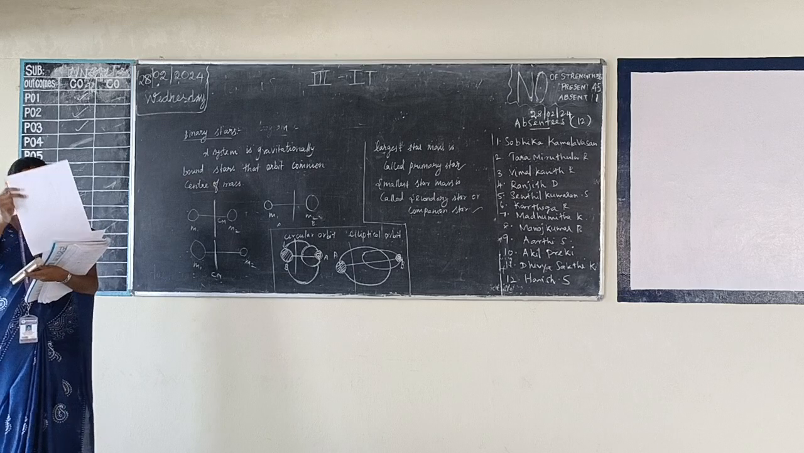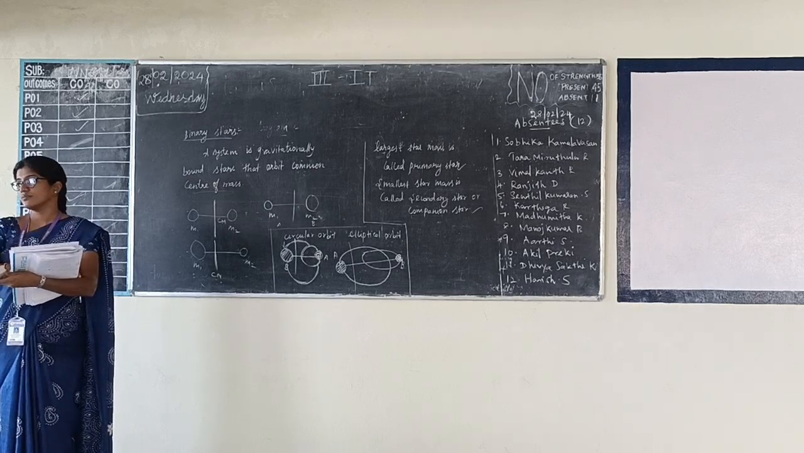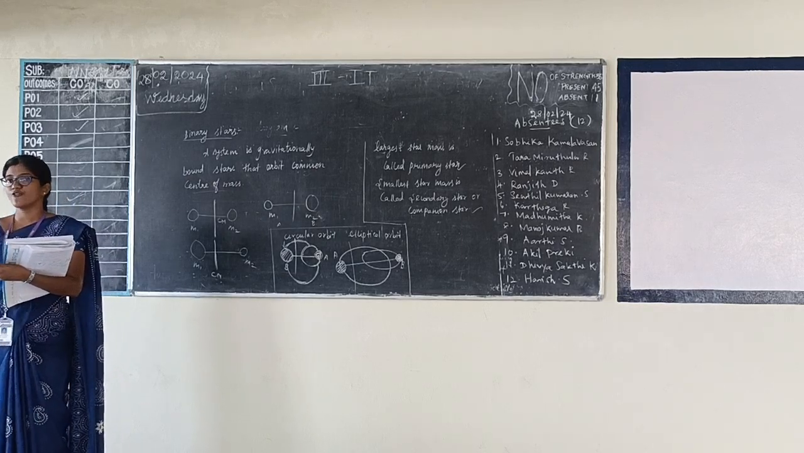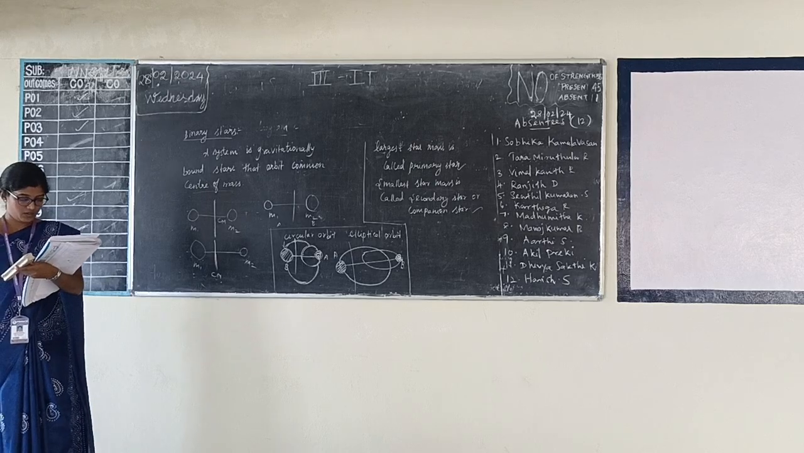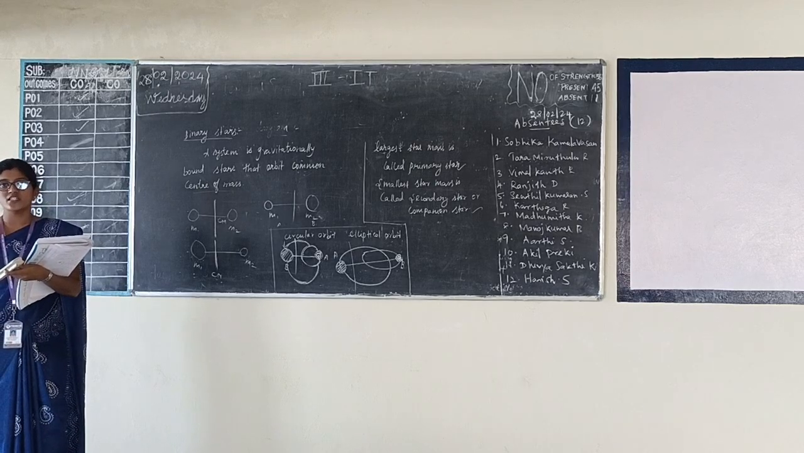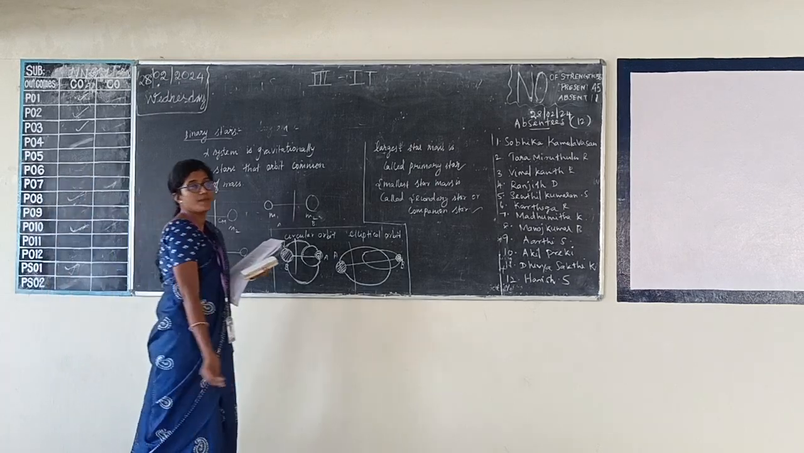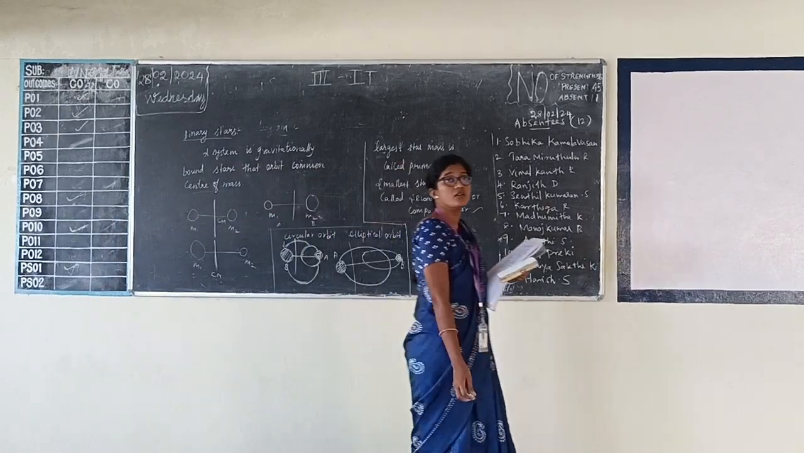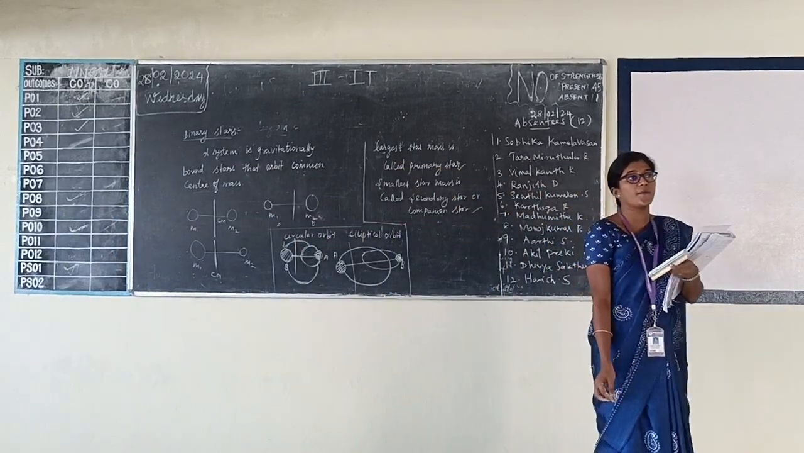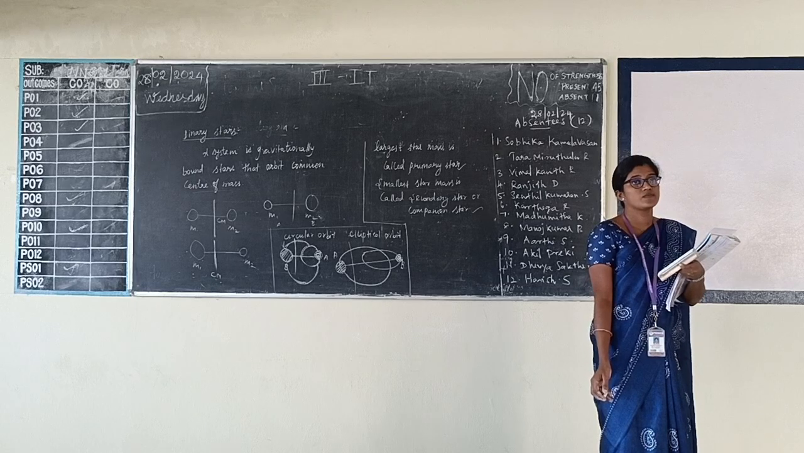Types of binary stars. Write it down. Types of binary stars. So the first one is visual binary stars. Visual binary star.